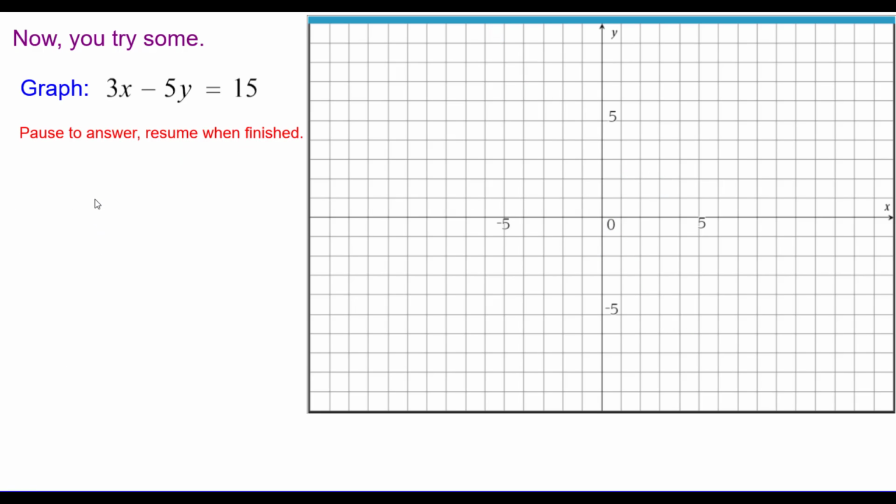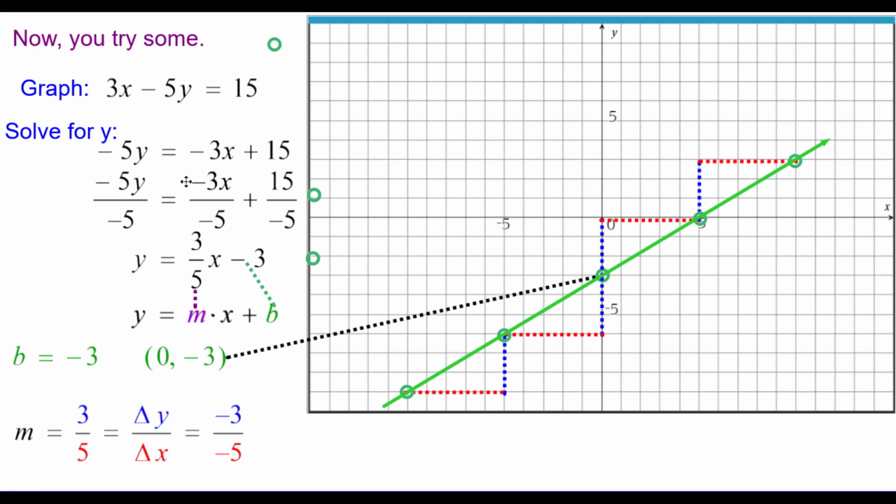Here's another one to try. Pause to answer, resume when you're finished. So I solved for y. You can see how I did that. Pause as you need to do so. The slope is +3/5. The y-intercept value is -3. So we plot 0, -3 on the y-axis. And the slope is 3/5, up 3, right 5, up 3, right 5. Or I could think that is -3 divided by -5, down 3, left 5, down 3, left 5. And those are my points that are all collinear. Press pause anytime.